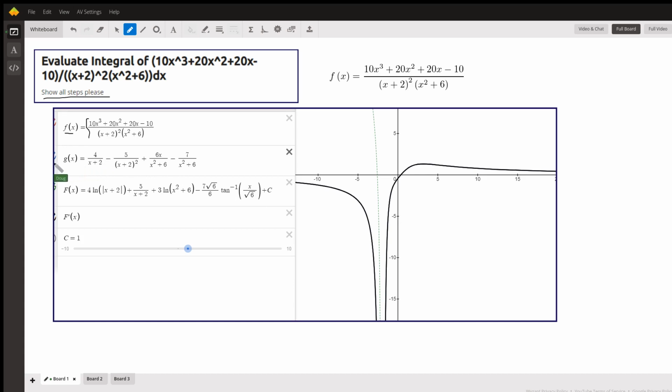This is the partial fraction decomposition. Here's the antiderivative, and I'm pretty convinced that this is the correct answer because when I graph f prime of x, it's this black curve, it matches the graphs of f of x and little g of x. So I think this is the antiderivative. The question is, how do we get from here to here?